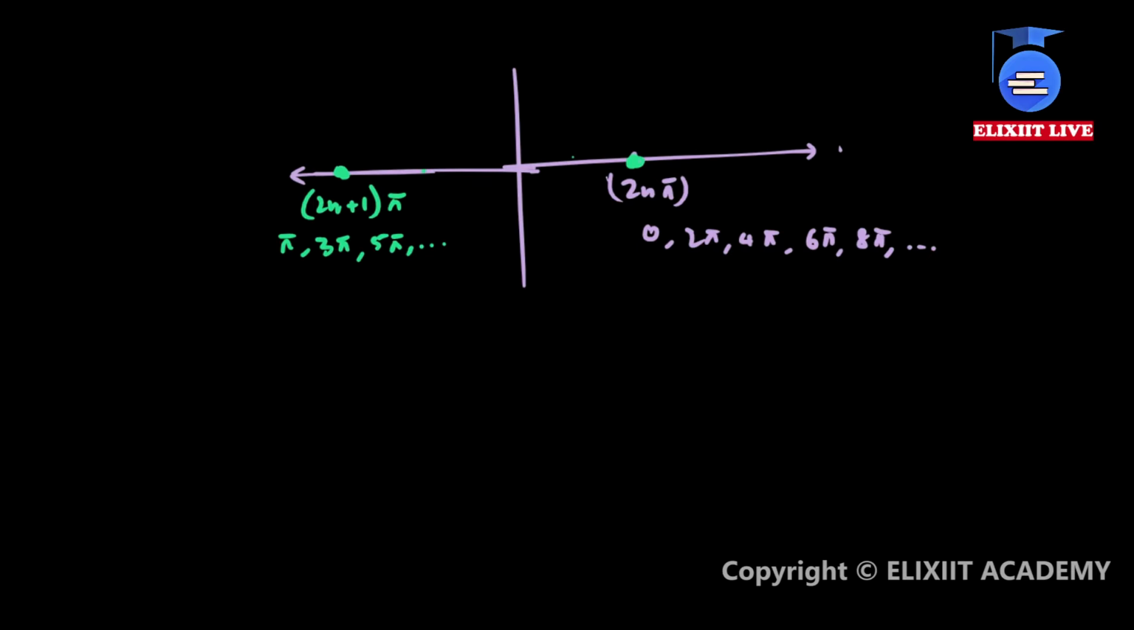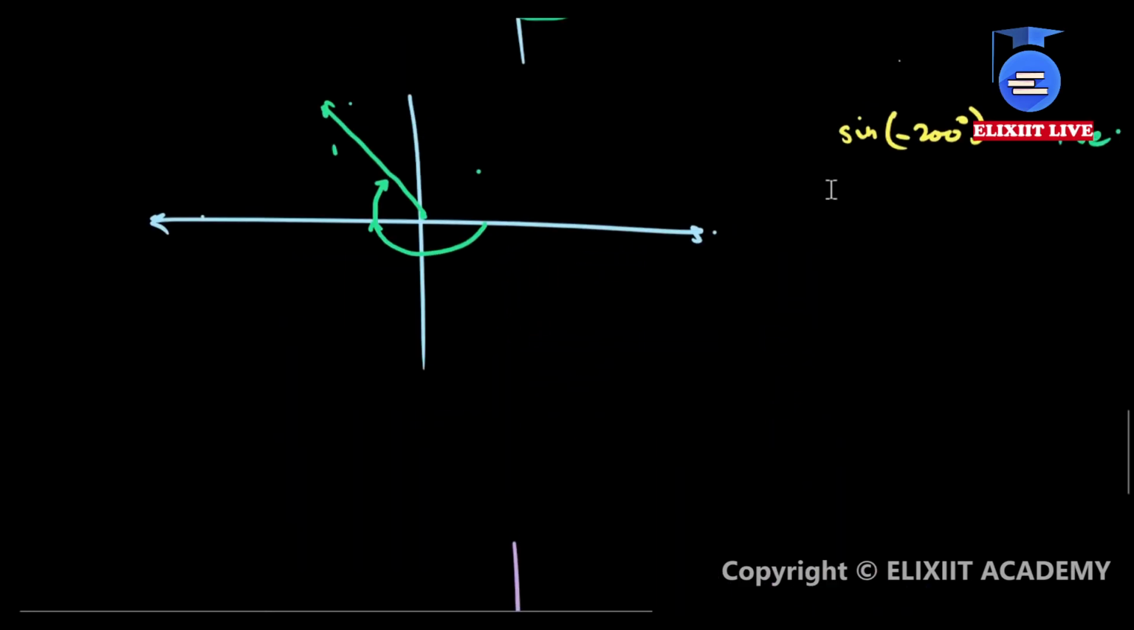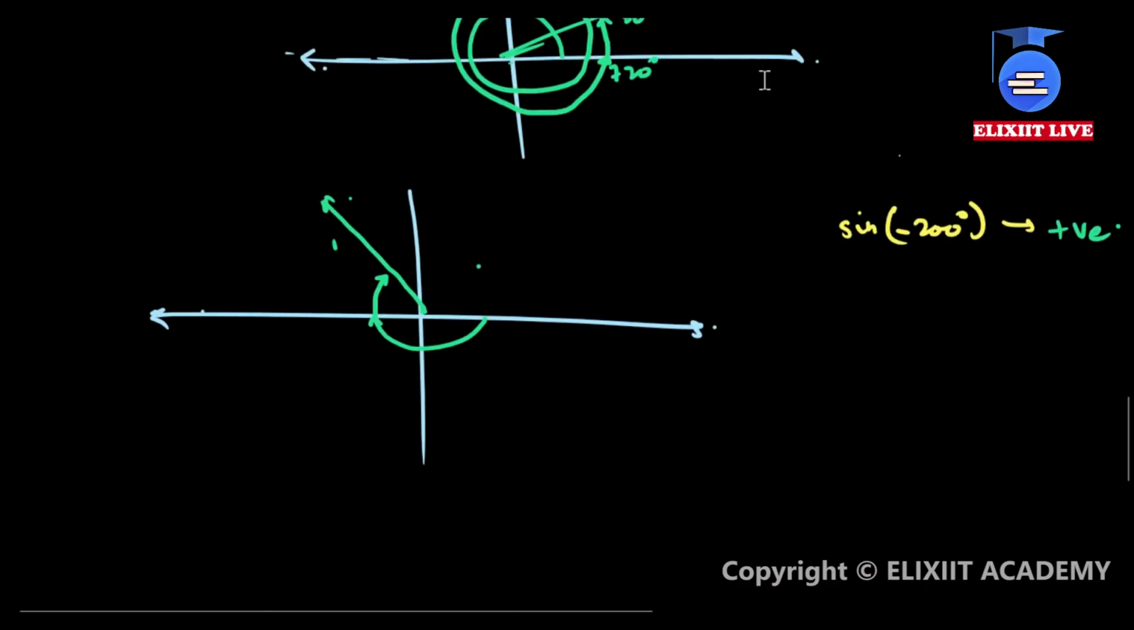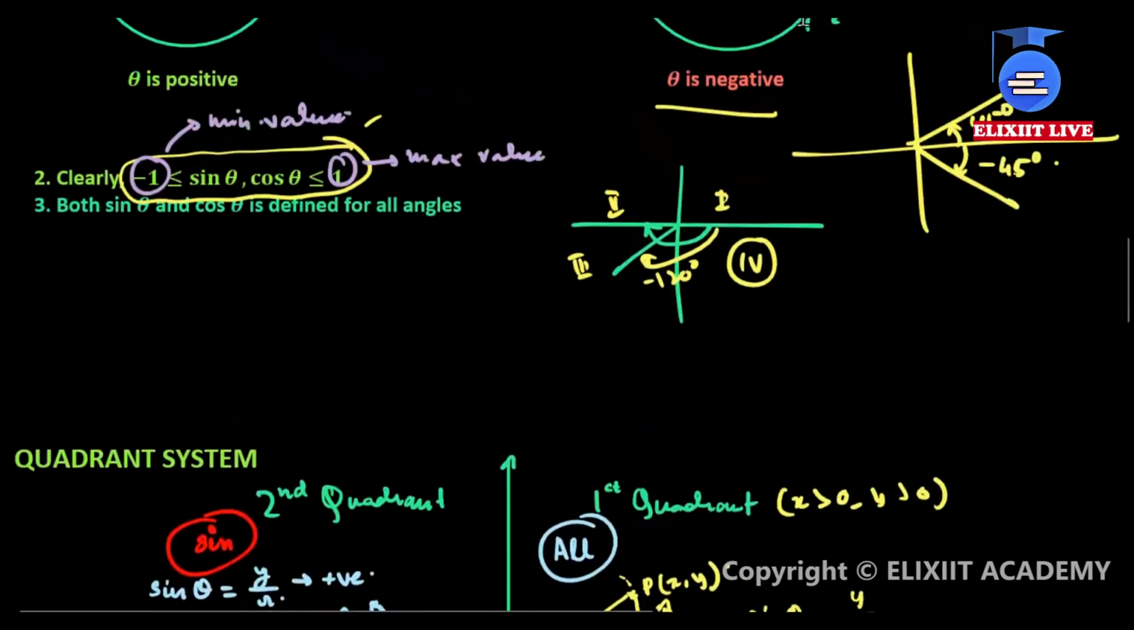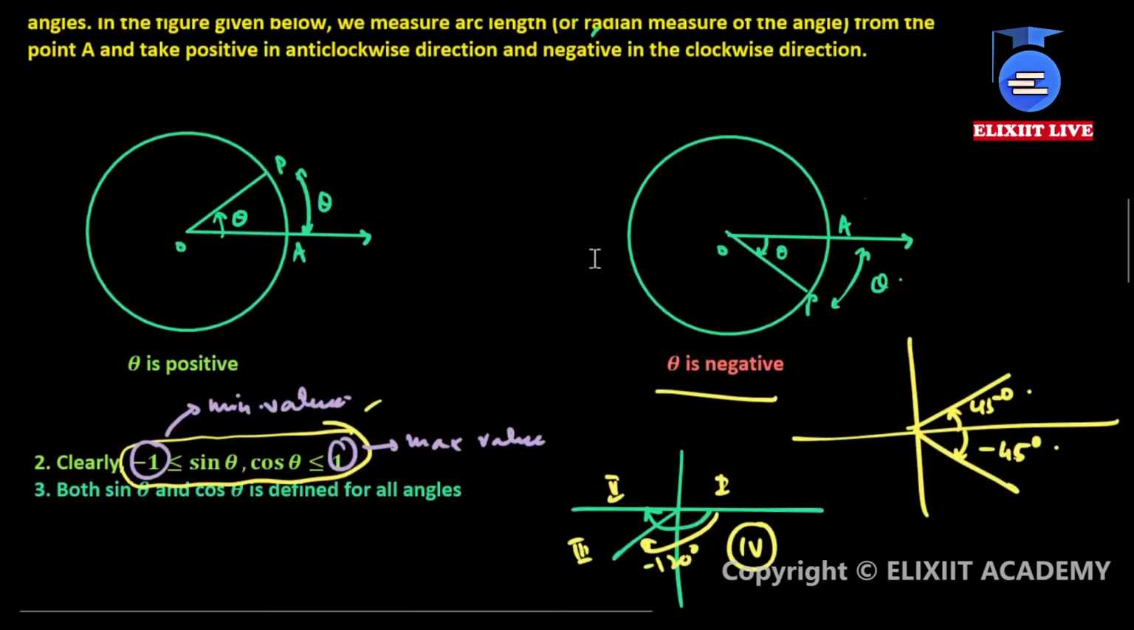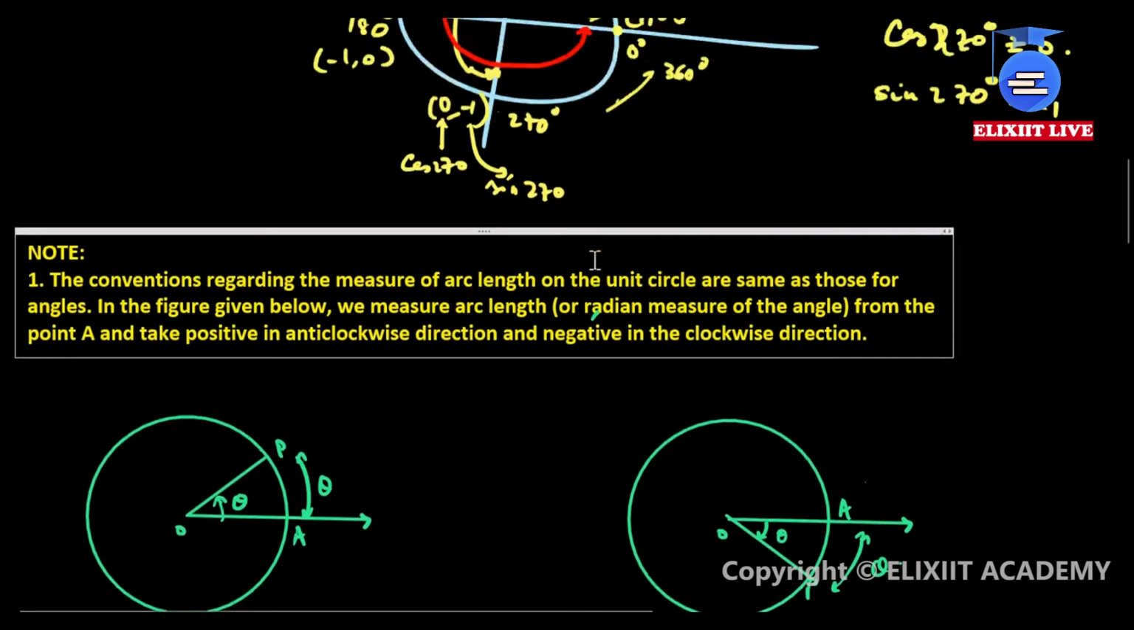Up to this, any questions do you have? Any questions on whatever we have done so far? So far we have just done the quadrant system, defining sine theta and cos theta in a new manner with the help of a unit circle.